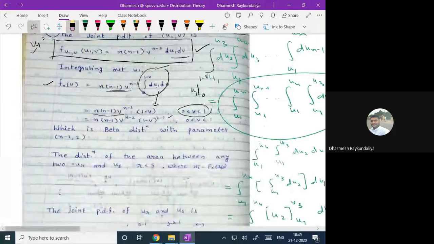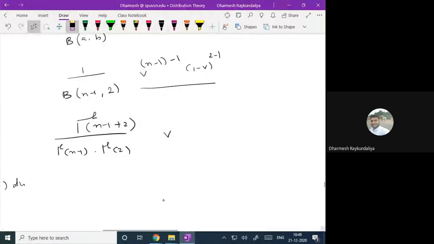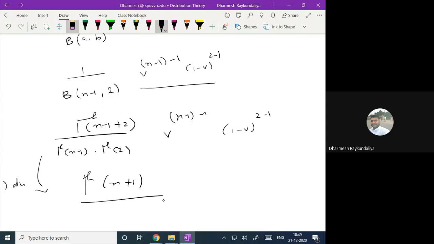Okay, equals is written, fine. So what is that? It is as good as v raised to n minus 1 minus 1, 1 minus v raised to 2 minus 1. Now what about this? It is gamma n plus 1, and this is nothing but gamma n minus 1. Gamma 2 is nothing but 1, or let us say it is gamma 2 as it is.